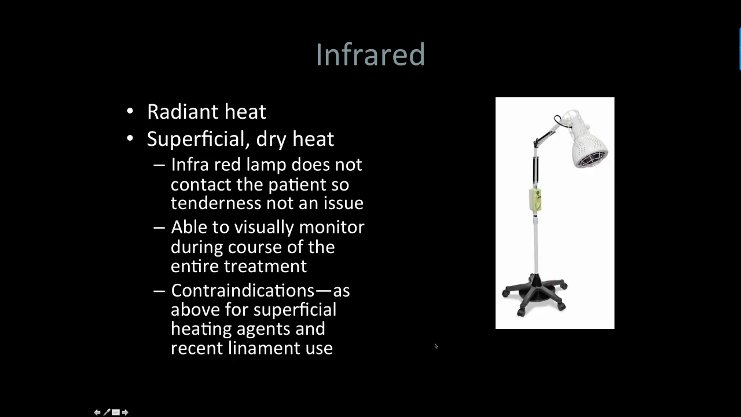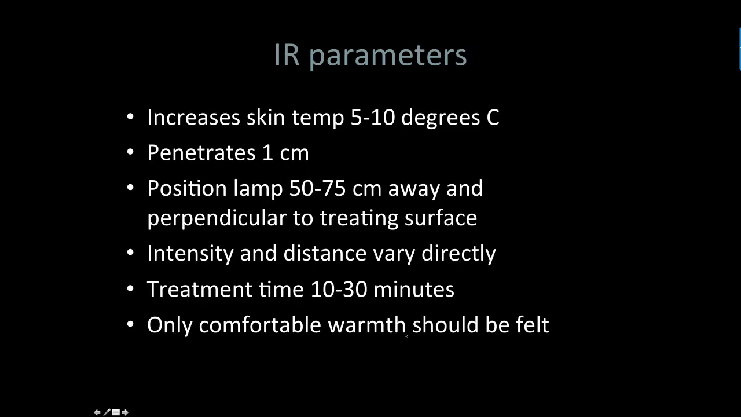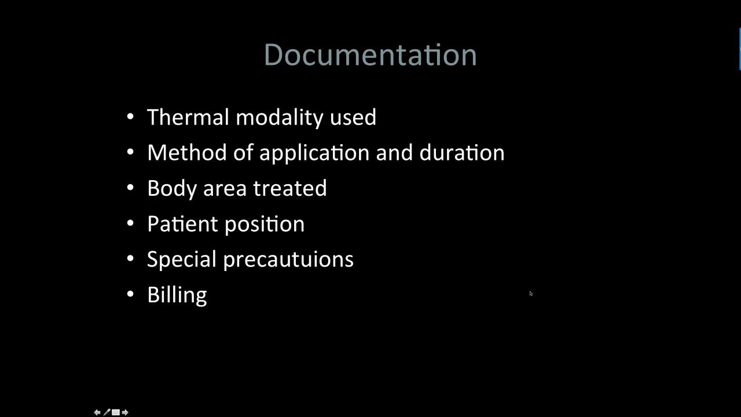So here's an example of an infrared lamp. Again, not something you'll probably see; like I said, I've never seen one of these in a clinic. But who knows? You might run into one. Okay, so that's just a type of radiant heat. Here we have our infrared parameters. Again, it's superficial, so you get about a centimeter. You're going to position it 50 to 75 centimeters away and perpendicular. If you get any angle to it, it's going to decrease the amount of energy. Okay, typically used in that 10 to 30 minute time frame, and it should just feel like a nice, comfortable warmth.